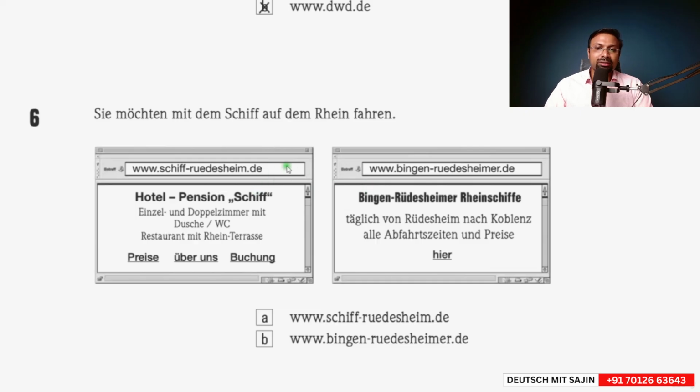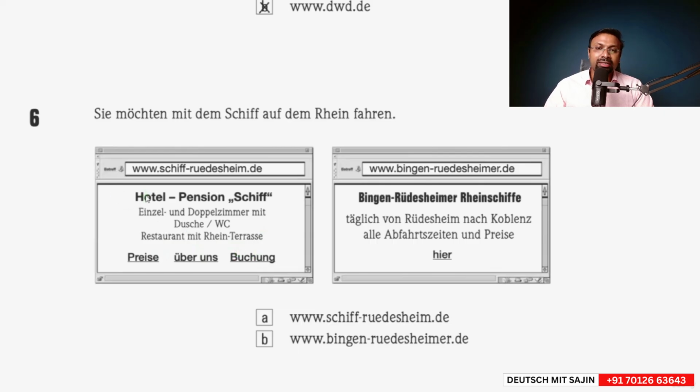So the second part of the reading part of the exam is always about those websites. And you have to decide which one is the one you need for your information. So the first one is schiffruderheim.de. Okay, so here hotel, pension und Schiff. Again, they are trying to confuse you actually. Okay, don't get confused here. So Einzel und Doppelzimmer mit Dusche, Weise, Restaurant mit Rheinterrasse, Preise über uns und Buchung.